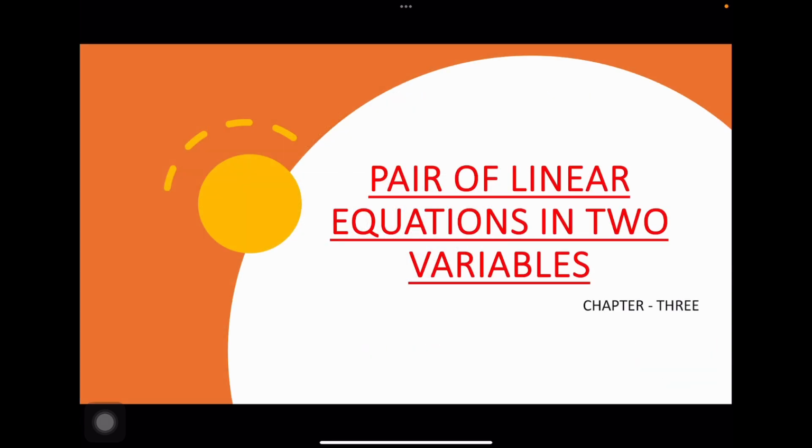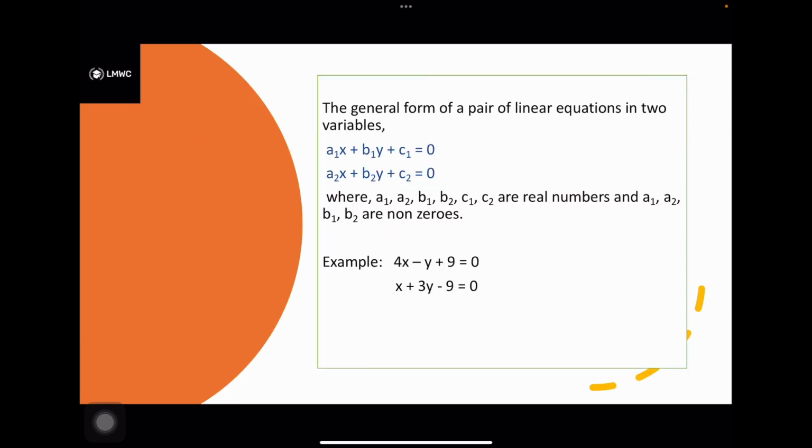Hello everyone. So today we are going to start chapter number 3, which is pair of linear equations in two variables. Until now you must have gone through the linear equation in one variable, where you have seen an equation like this: x equals 4 or y plus 3 equals 3, where in each of the equations you will find only a single variable, right? But now you're going to see both x and y together, something like this. So in one single equation, you will see both x and y. Such equations are called linear equations in two variables.